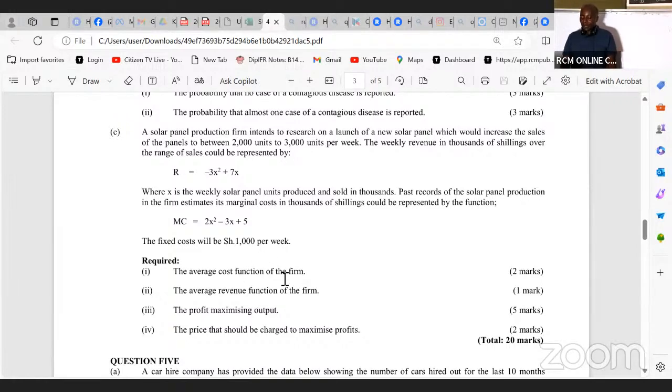Then they want us to give them the average cost. They want us to give them the average revenue function and the profit maximizing output. They want us to give them the price that would be charged to maximize profits.